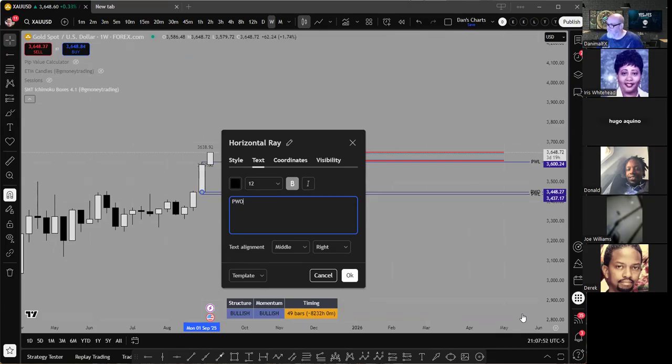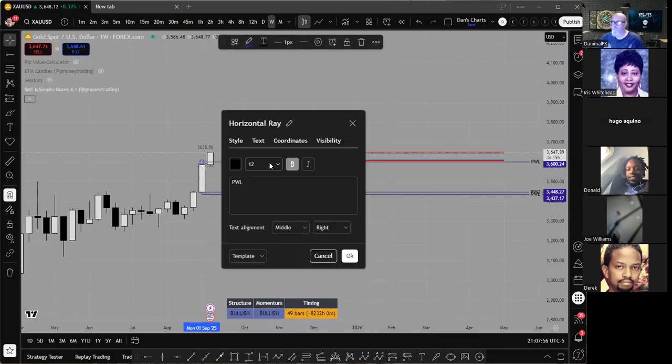So G Money might not be able to get in, but that's okay. He's got things to do. But anyway, we are looking at new higher highs and higher lows.